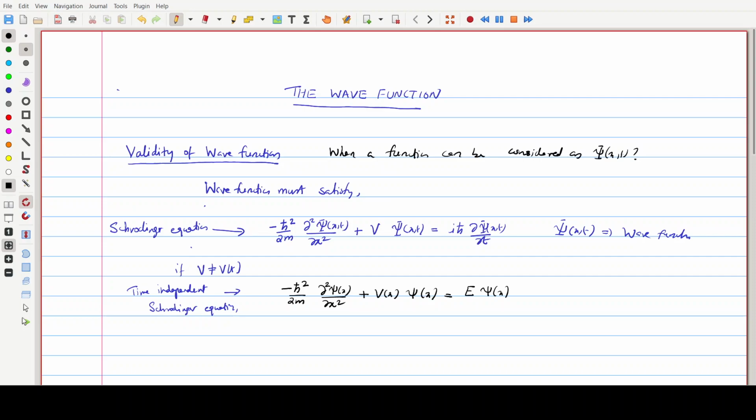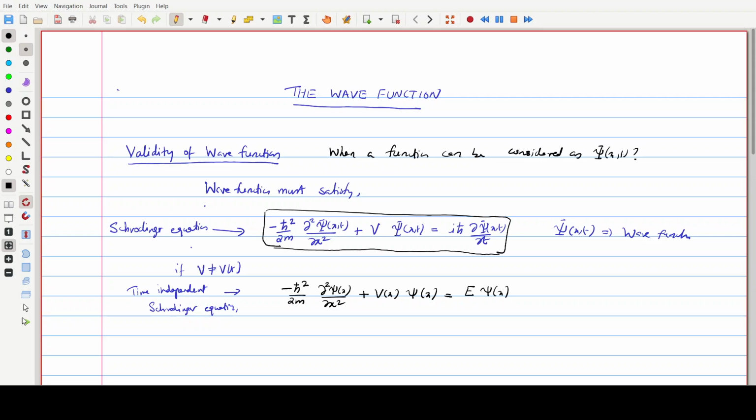First of all, we know that the wave function is the state of the system in quantum mechanics, and it is a solution of the time-dependent Schrödinger equation. The time-dependent Schrödinger equation is given as minus h bar square by 2m ∂²ψ/∂x² plus V into ψ(x,t) equal to i h bar ∂ψ/∂t. This equation is one of the fundamental equations in quantum mechanics, and the solution is the wave function. So what are the properties of this wave function?